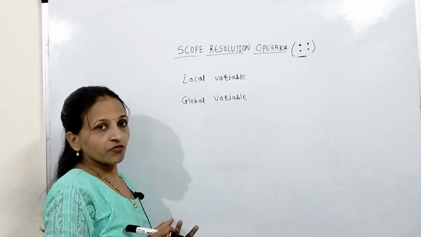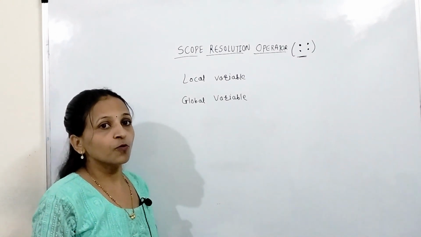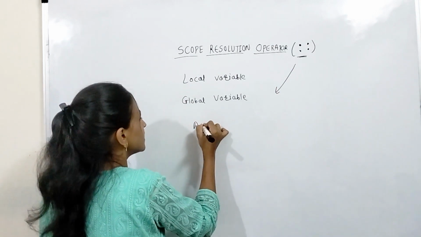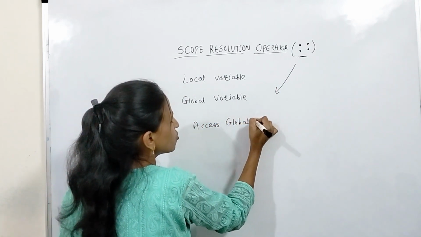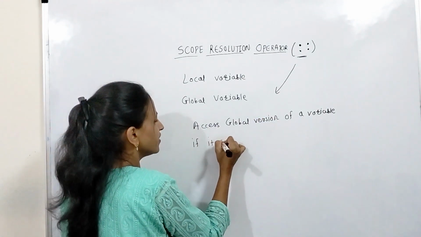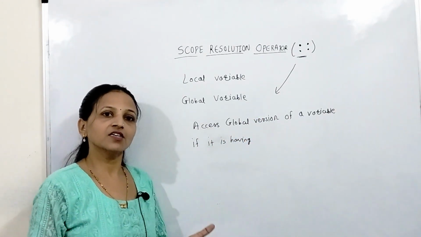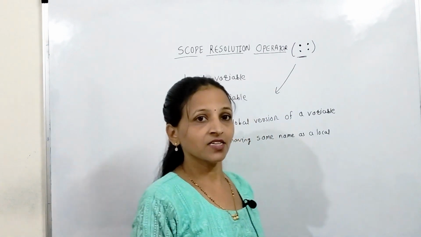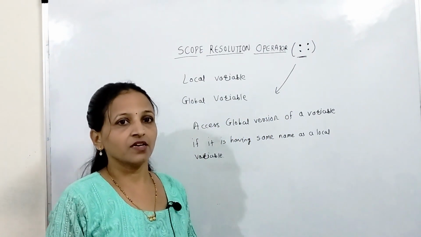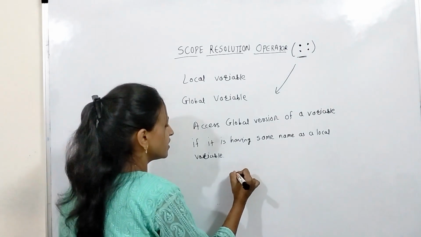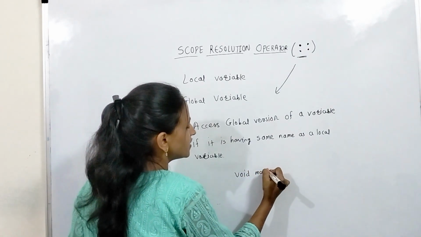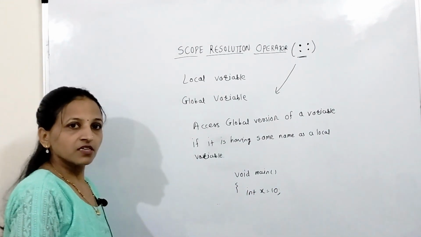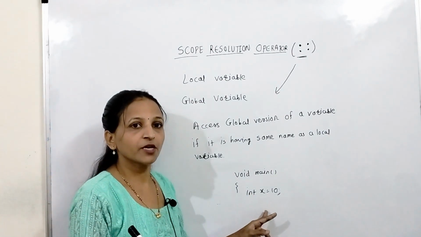Now this operator we can use to access the global version of a variable if it has the same name as a local variable. If any block has a local variable in it and the name is the same as a global variable, getting? Let's say we have written main, and inside that main we have declared one variable, x equals 10. Now this x is a local variable to that main function.